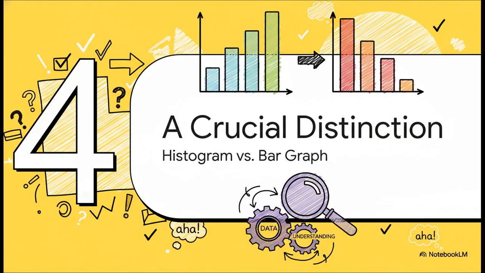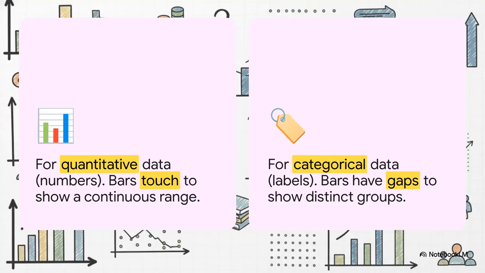Okay, let's tackle one final, very important point. This is a super common mix-up, and if you get this right, your understanding of data is going to be rock solid. So the crucial thing is the difference between a histogram and a bar graph. They look similar, I know, but they're used for totally different things. A histogram is for quantitative, measurable data on a continuous scale. That's why the bars touch. A bar graph, on the other hand, is for categorical data, separate, distinct labels, like types of pets. And because the categories are separate, the bars have gaps between them.